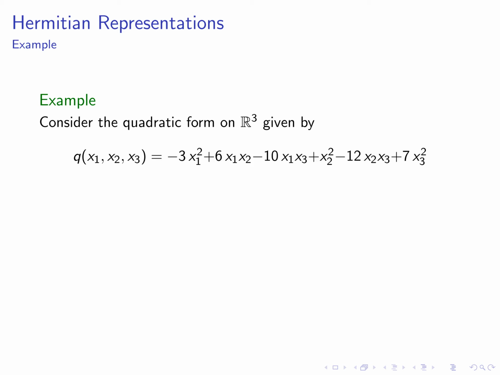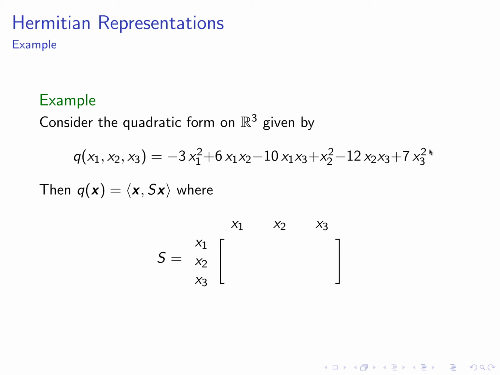So let's see this in an example. Here we have a complicated quadratic form on 3 variables, and the formula is -3 times x1 squared plus 6 times x1 times x2 minus 10 times x1 times x3 plus x2 squared minus 12 times x2 times x3 plus 7 times x3 squared. So someone is handing us this quadratic form, and what we want to do now is represent this quadratic form with a Hermitian matrix according to the formula from the previous slide.